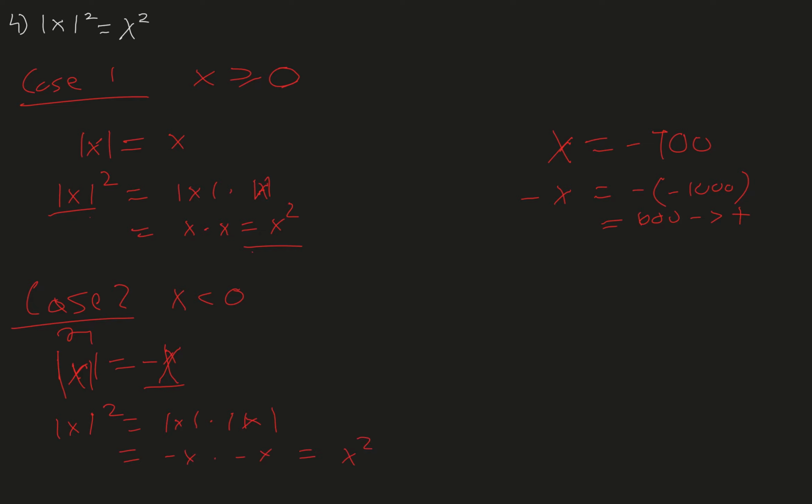And we've just shown that modulus of x square is equal to x square when the thing inside it is also negative. And we're done with the proof.